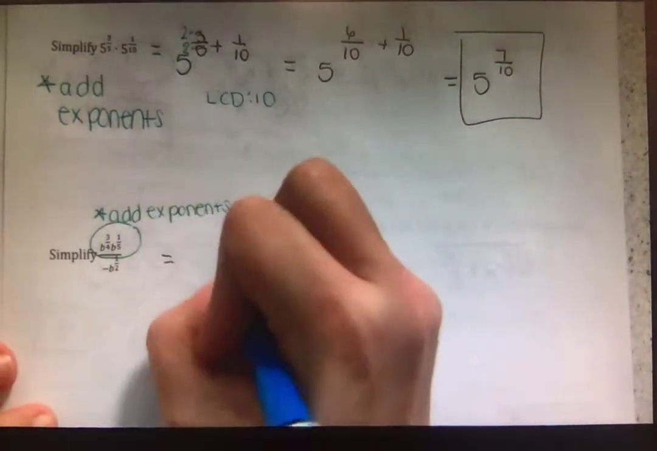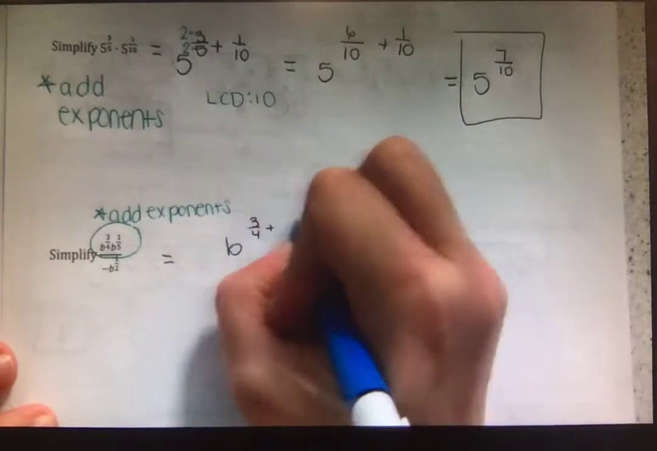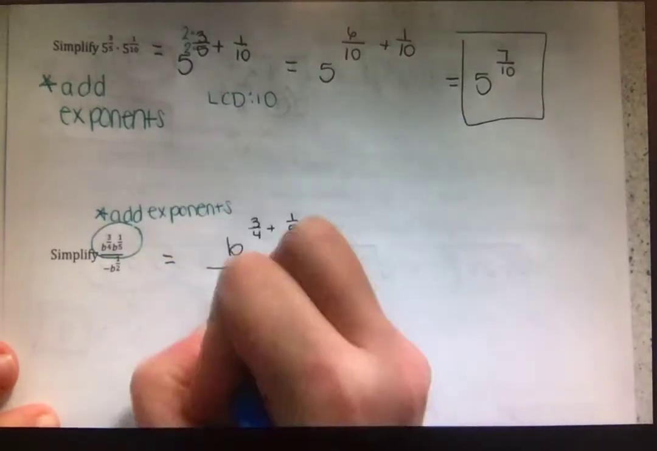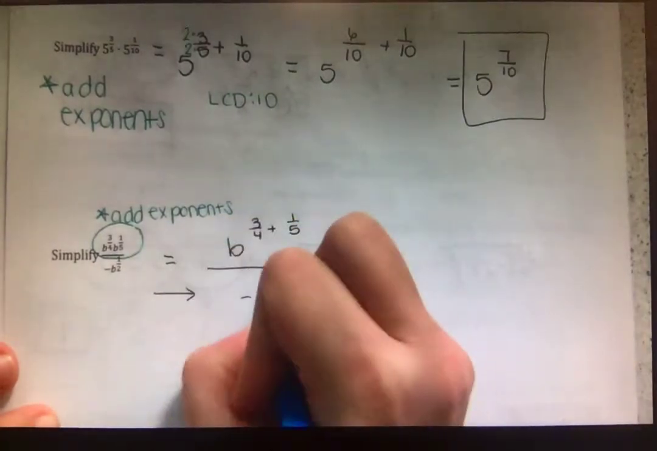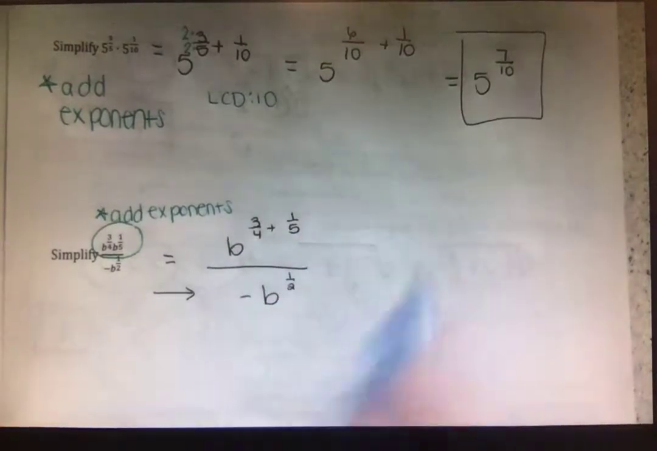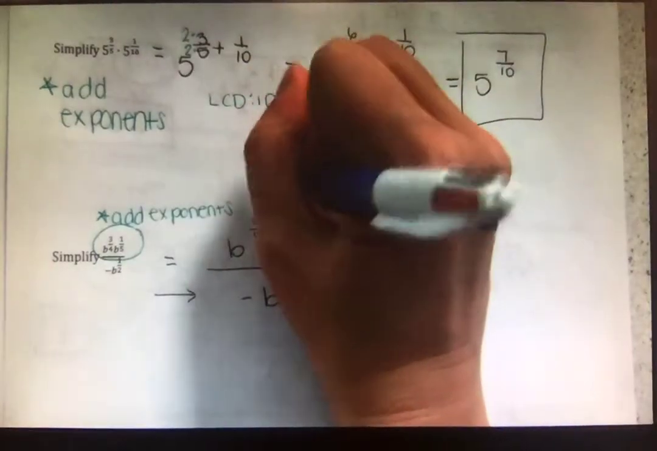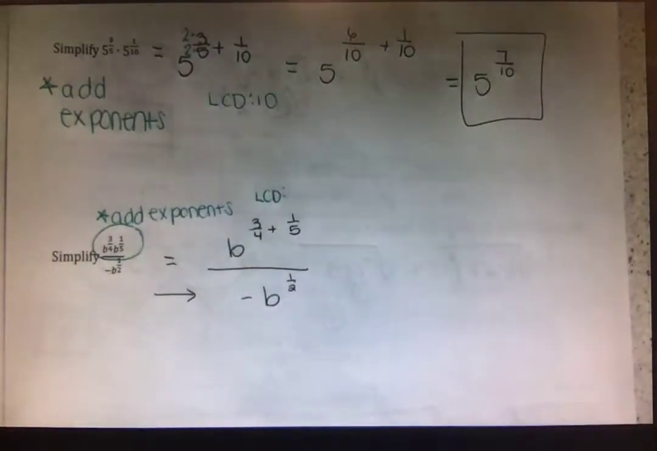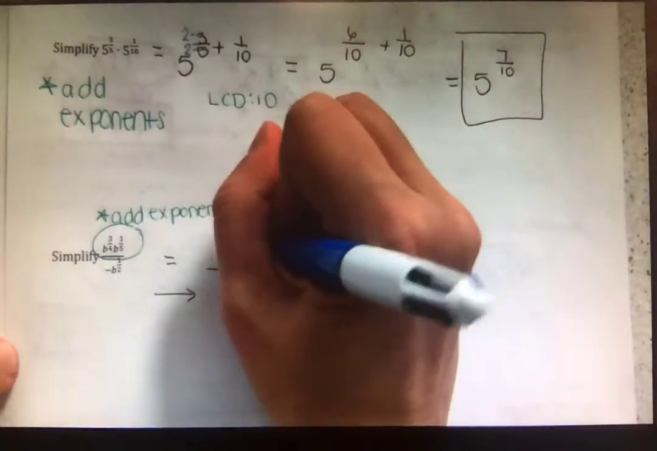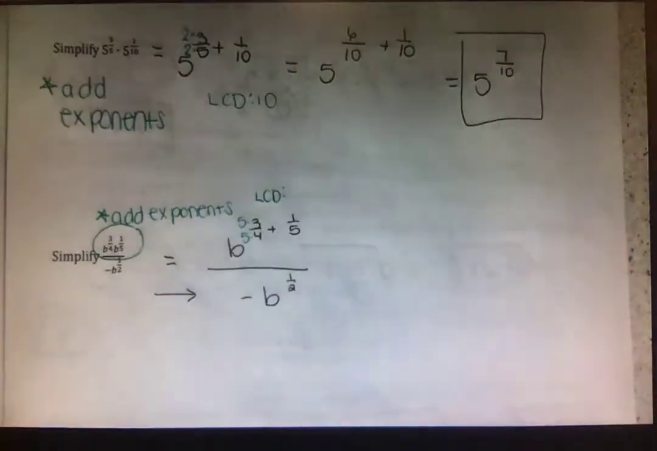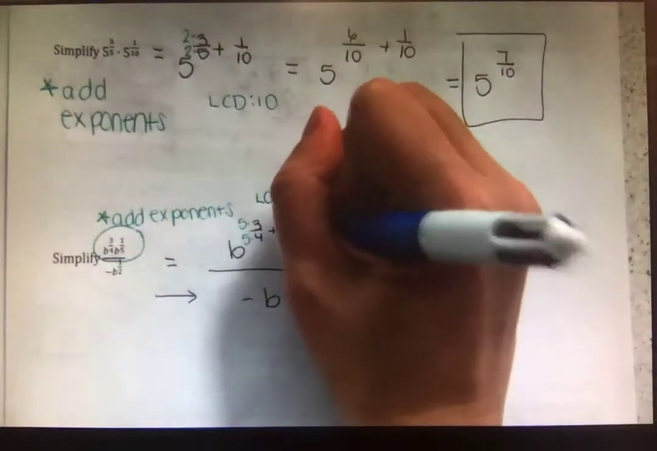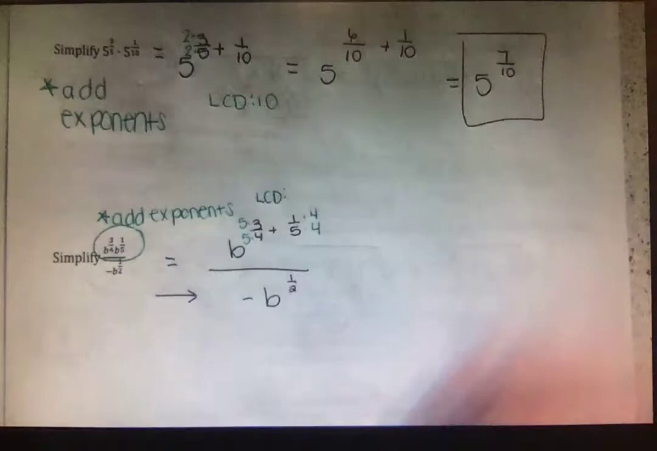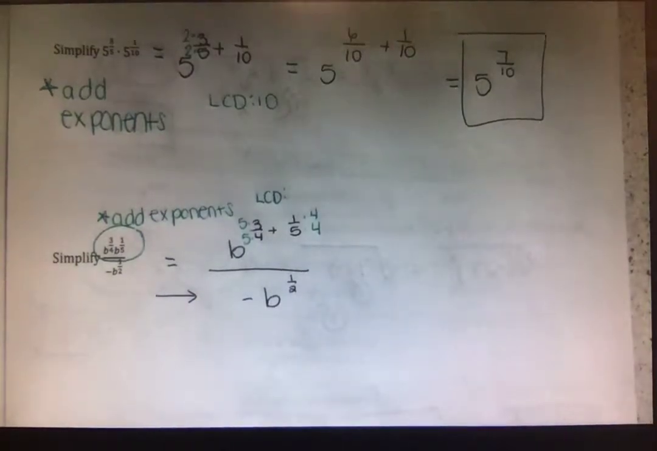So we're left with b to the 3/4 plus 1/5. We're not even touching the bottom, so we're just bringing it over so we don't forget it. Looking at the top, 3/4 plus 1/5, these are not like terms. I need to make them like terms to get a common denominator. So out of fourths and fifths, our LCD should be 20. So I need to multiply this fraction, top and bottom, by 5 to make that denominator 20. And the second fraction, multiply by 4, top and bottom, to make the denominator 20.